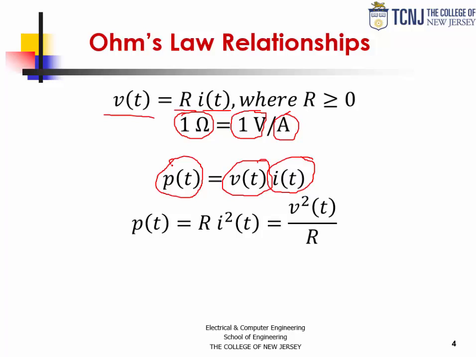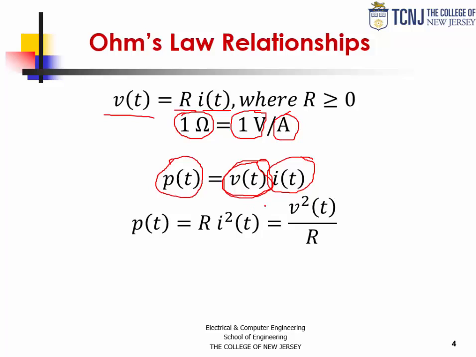Those are the units. I can also express the power using Ohm's law. I can express the power as the resistance times the square of the current by simply substituting V as Ri. So you can see that if I write Ri in for V here, then I will get R times I squared.